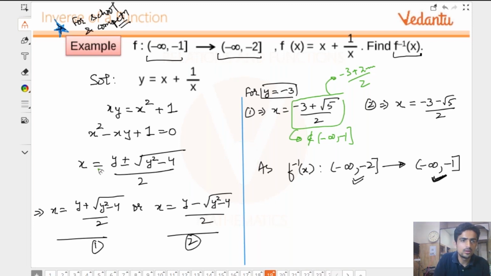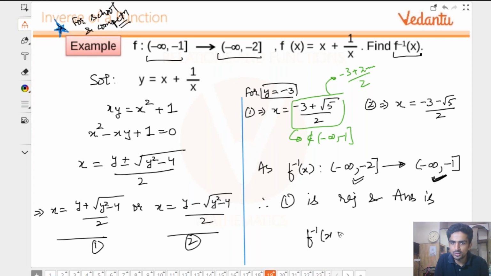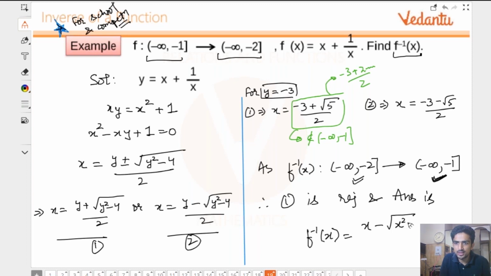So therefore 1 is rejected and answer is f inverse x equal to x minus root x. Very good, Charan. This.